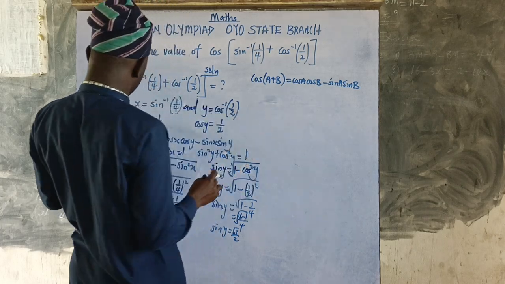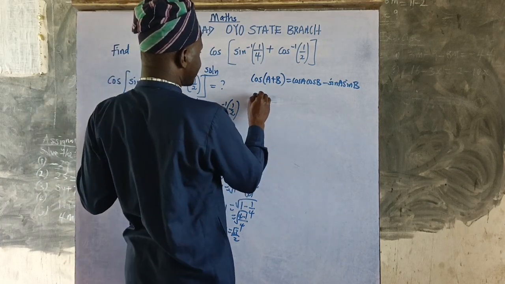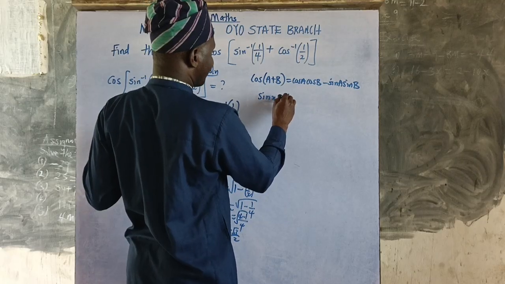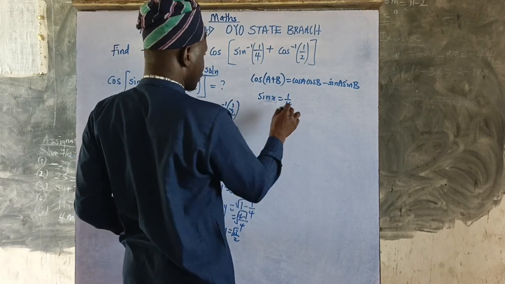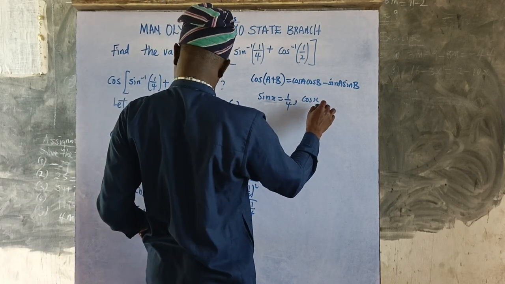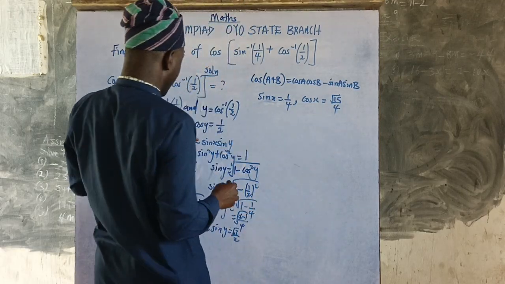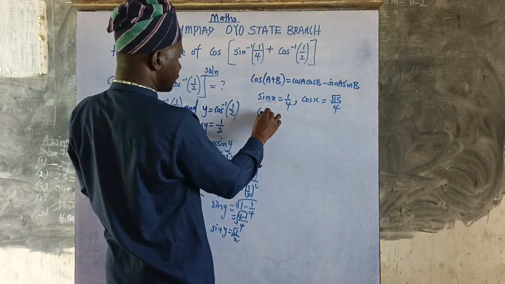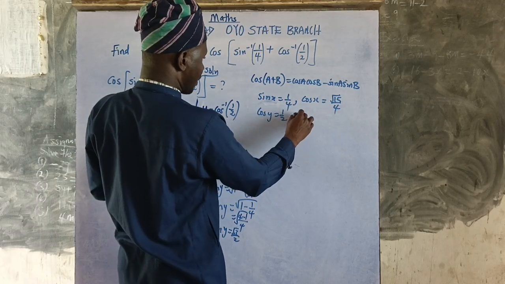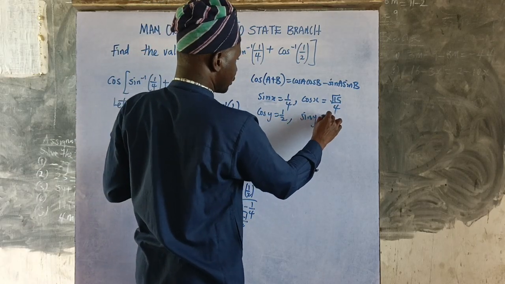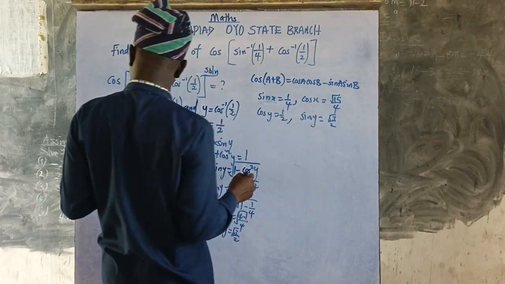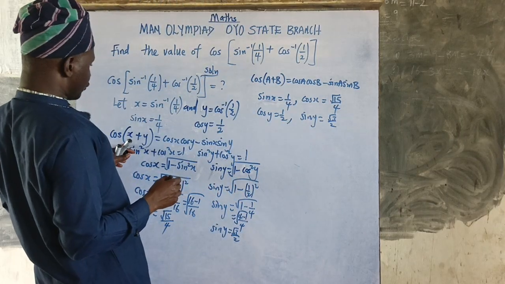So let's now bring the result together. We have sin x to be 1 over 4, and we have cos x to be root 15 over 4. Here we have cos y to be 1 over 2, and we have sin y to be root 3 over 2. Back to this equation now.